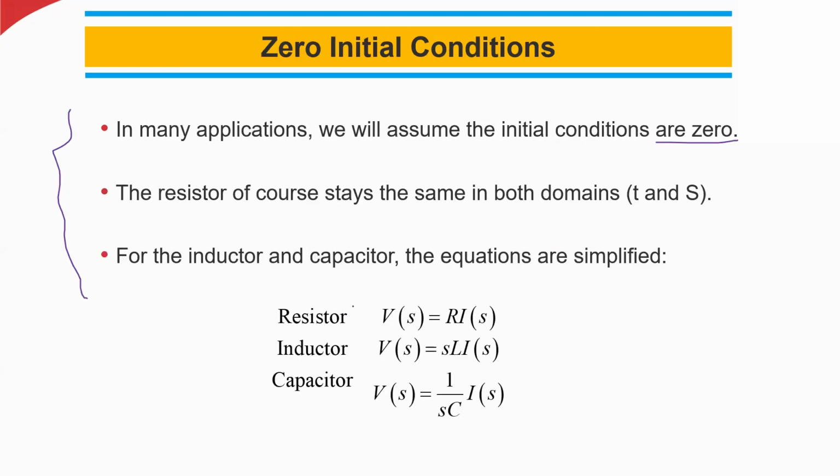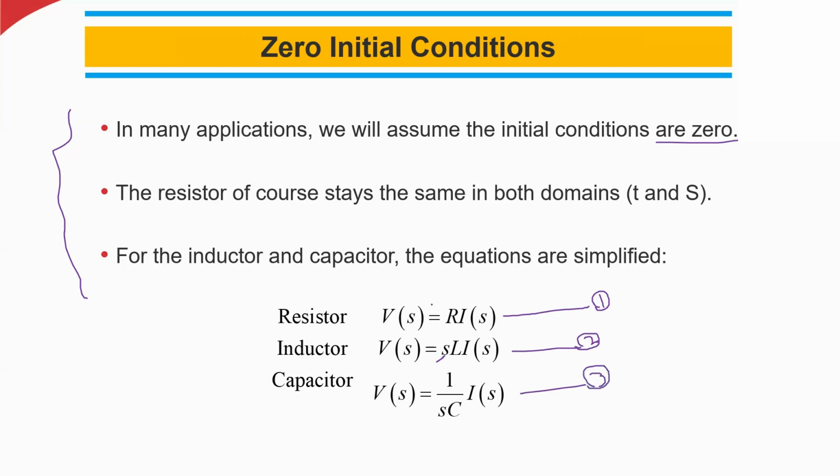So then the resistor can be represented via capital V of S is equal to R times capital I of S. This is equation 1. An inductor we can represent like this: capital V of S is equal to S times L times capital I of S. S is the complex number, L is the inductance value, I of S is the current flowing through the inductor. This is equation number 2. And the capacitor, voltage across the capacitor capital V of S is equal to 1 divided by SC times capital I of S. This is equation number 3.